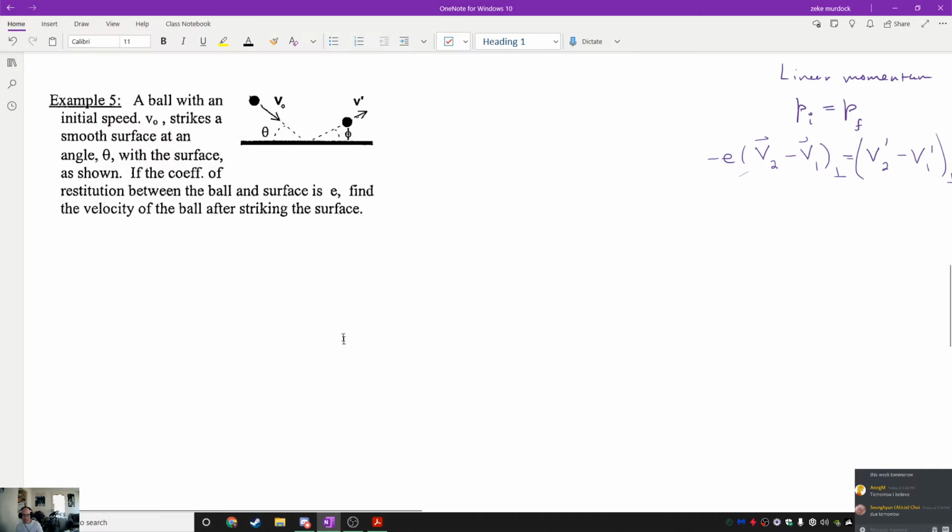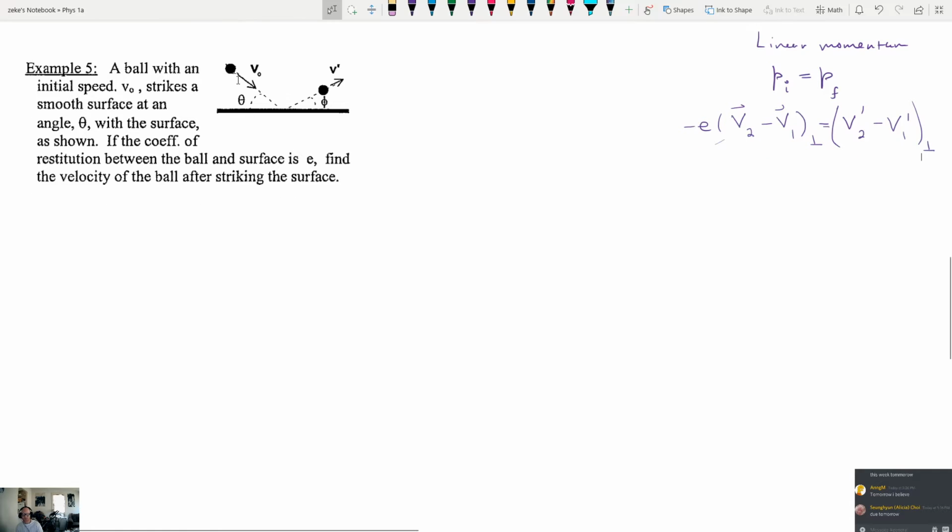Okay. So in this problem, we have a ball with an initial speed v initial, and it bounces off of a surface. It has a final speed v prime. It strikes a smooth surface, which implies a frictionless surface, at an angle theta with the surface as shown. If the coefficient of restitution between the ball and surface is e, find the velocity of the ball after striking the surface. So this is what we're going to try to calculate based on the given information right here.